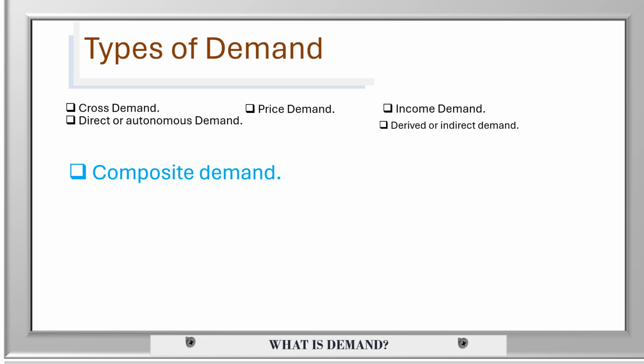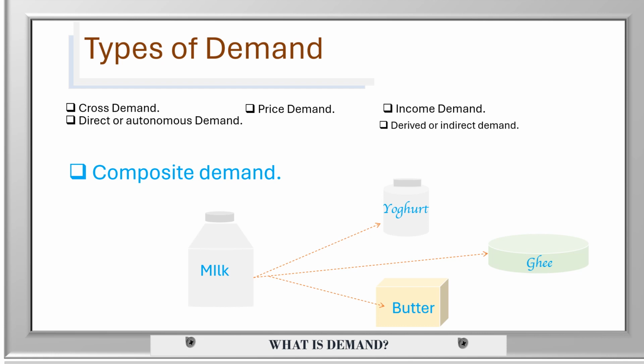Next will be the composite demand. By composite demand, we are referring to a situation where a single product can be utilized for multiple purposes. This concept is exemplified by milk, which can be transformed into cheese, yogurt, cream, butter, and other products. It is worth noting that an increase in demand of one of these milk byproducts, like yogurt, is likely to lead to a decrease in supply of the other product, for example, butter. Therefore, the milk products can ultimately affect the supply of other milk products.